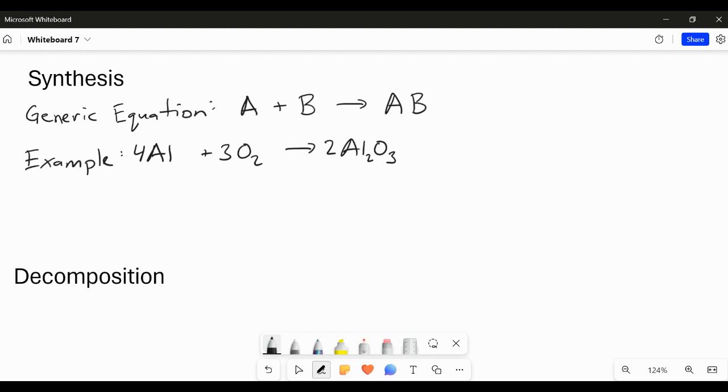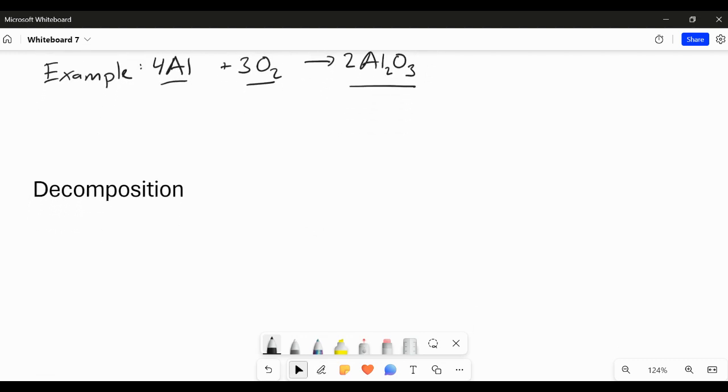This is synthesis. We've got two things becoming one thing. So if you're trying to identify synthesis, look for this pattern: two things becoming one. Let's talk about the next one.